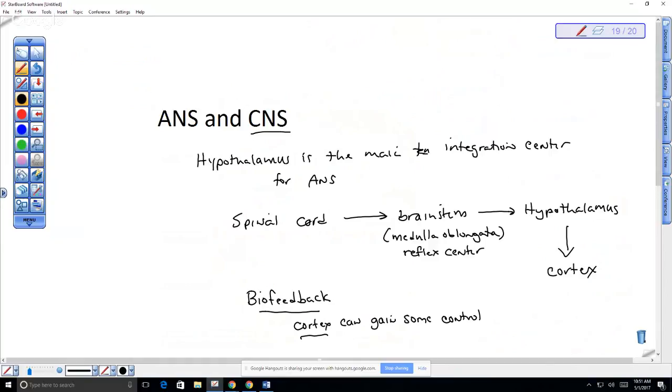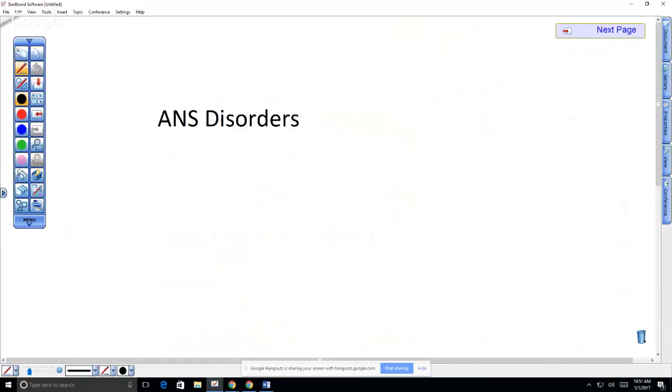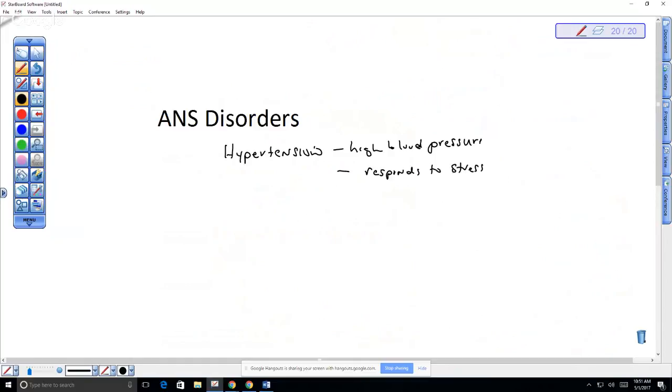Okay, so the last thing I want to talk about in terms of the autonomic nervous system are some disorders that are associated with these. And so when we look at hypertension, hypertension is high blood pressure. And your blood pressure can respond to stress hormones, right, including norepinephrine.